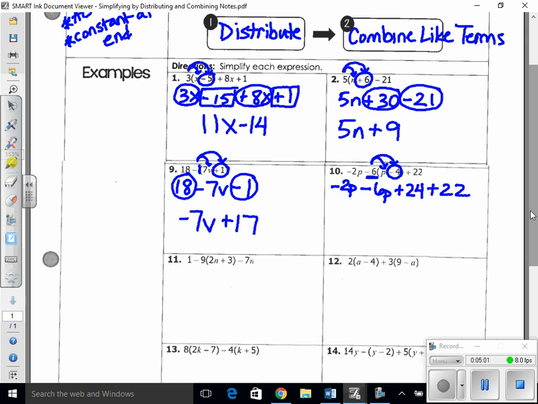Now I want to combine like terms. I'm going to start with my variables. I have negative 2p to combine with negative 6p. Negative 2 minus 6 is negative 8p. Then if I look at my two numbers, I can put those together.